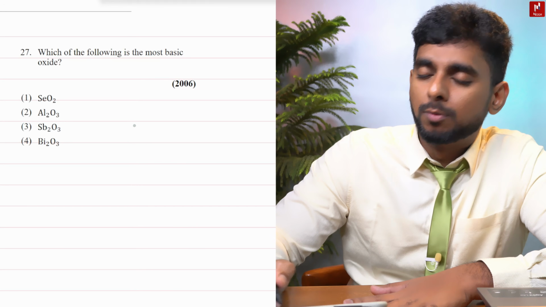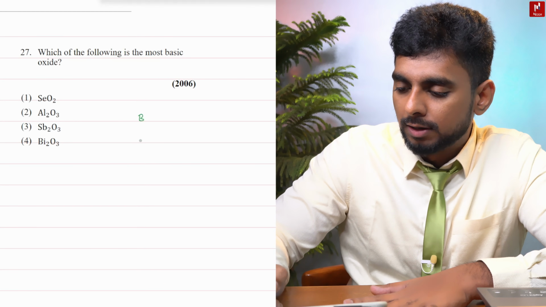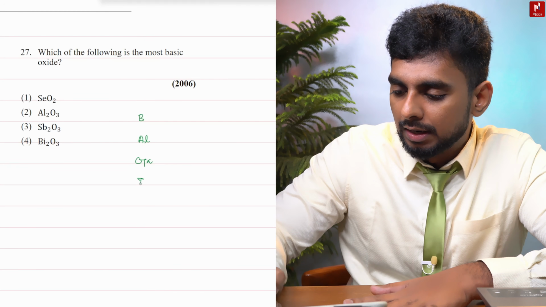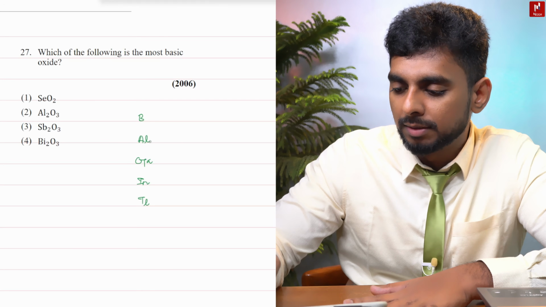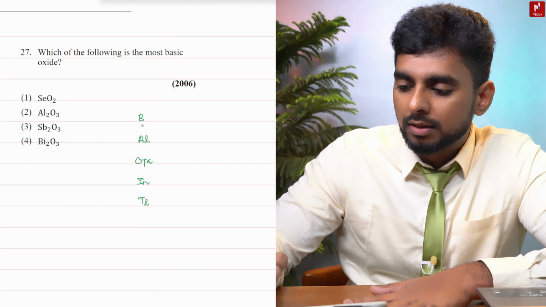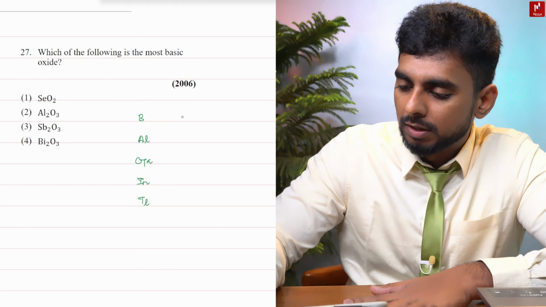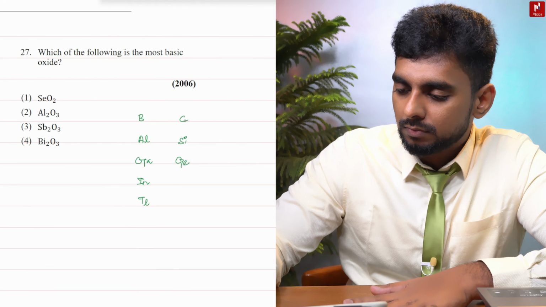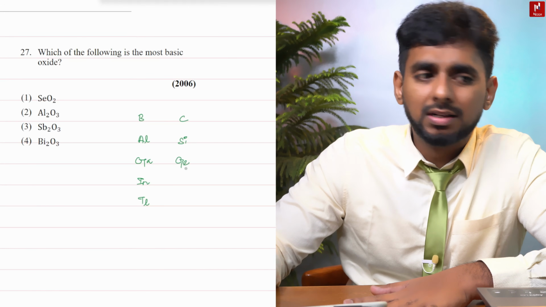Let me start with the boron family. So you would have got boron, aluminum, gallium, indium, and then thallium, right? Boron, aluminum, gallium, indium, thallium. Then after boron, you would have got carbon, right? For the carbon group, it's going to be carbon, silicon, germanium, and then tin, lead, right?